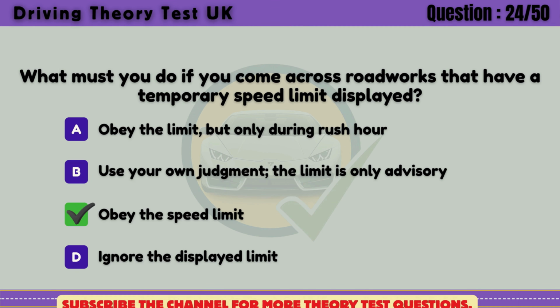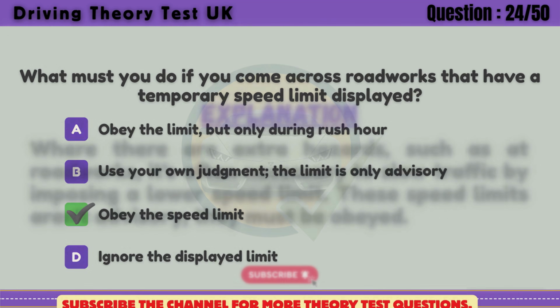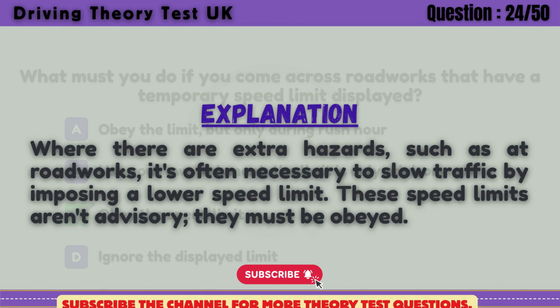Answer is C. Obey the speed limit. Where there are extra hazards, such as at roadworks, it's often necessary to slow traffic by imposing a lower speed limit. These speed limits aren't advisory, they must be obeyed.